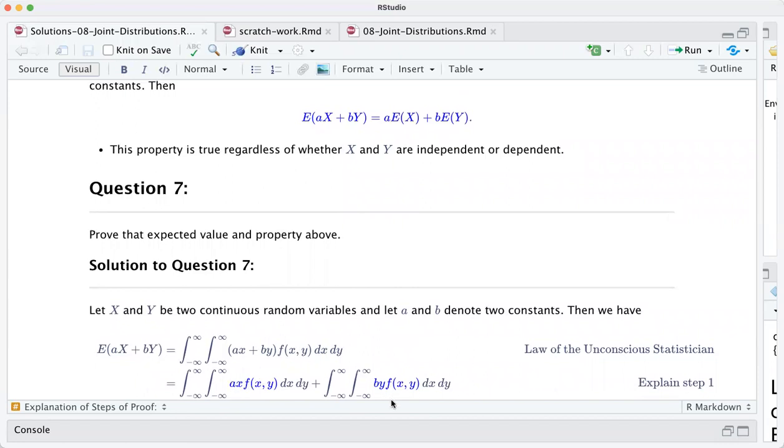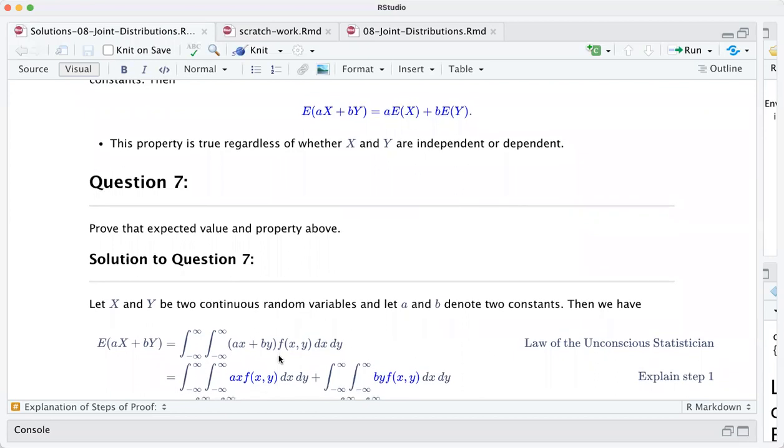Well, what is happening in this step? How did I take this one integral and get two integrals out of it? Well, we took this ax and multiplied it by f of xy, and then we add to that by times f of xy, and then we can split up the integral into two different integrals because it's a sum. So in this first step, we're just distributing terms inside the integral, and then we're using the property that we can break up sums inside of integrals. So now I've got a sum of these two different integrals.